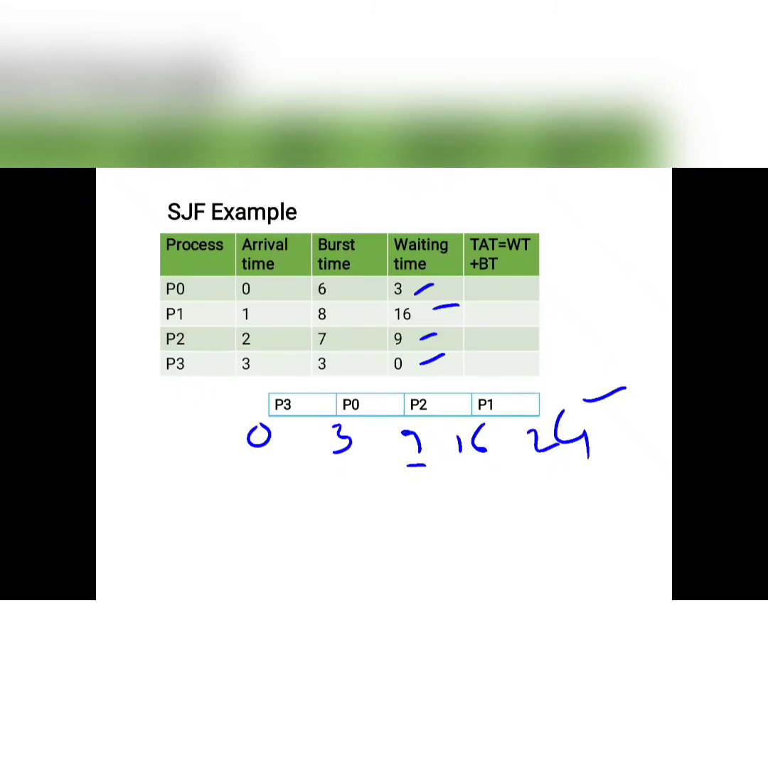So coming to P0, we will calculate the turnaround time for process P0. Here the waiting time is 3 and the burst time is 6. So 3 plus 6 is equal to 9. Similarly for P1, 16 plus 8, that is 24. For process P2, 9 plus 7, that is 16, and similarly for process P3, 0 plus 3, that is equal to 3. So now we have the waiting time values and the turnaround time values.